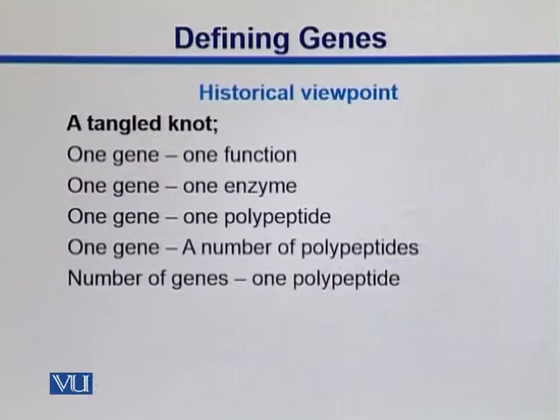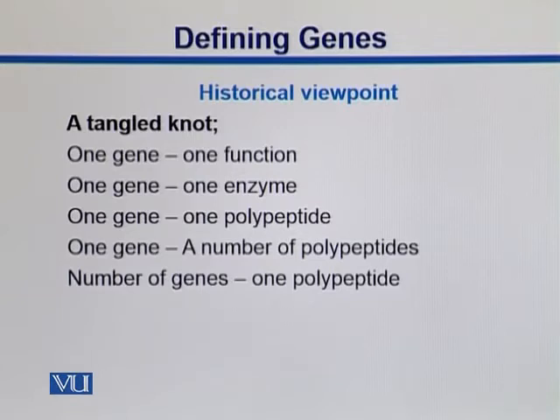If we look into the historical viewpoints, it looks like a tangled knot. Somewhere in history, they defined that one gene encodes one function. Later on, that definition changed, because one function may be a combination of different enzymes, and they saw those genes controlling different enzymes. So the next hypothesis was one gene, one enzyme. Then later, when enzymes were studied, it was found that they are made up of different polypeptides. It was hypothesized that one gene may be associated with one polypeptide.